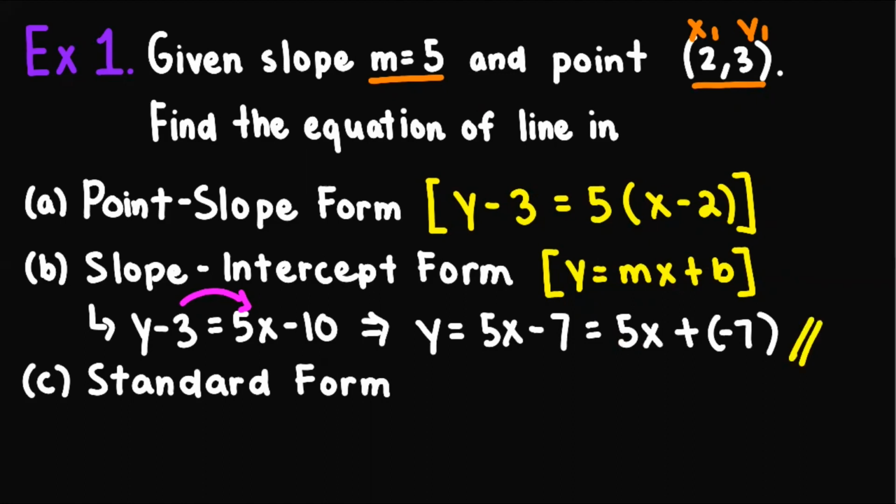So as you can see, from the point-slope form we are able to obtain the slope-intercept form. So now we know 3 points on the line, since we now already know the y-intercept, which is -7. So we know that (0, -7) is also a point on the line.